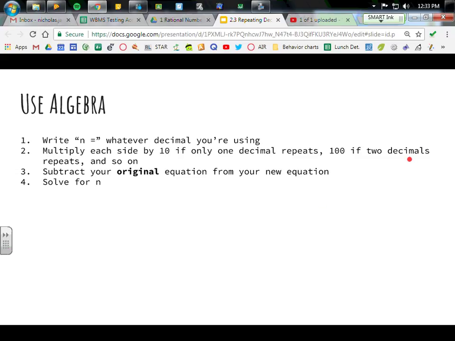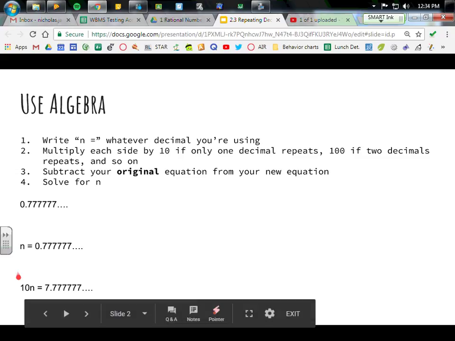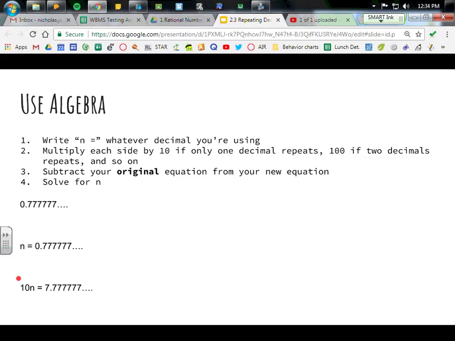So let's see what it looks like in action. Here we are solving for 0.7 repeating, 0.77777, and so on. My first step is to write n equals whatever it is, so I write n equals 0.777, 0.7 repeating. I've only got one digit repeating, so I'm going to multiply both sides of my equation by 10, and that's what this shows you. When I do that, I get 10n. Since we don't know what n is, you just write 10n equals 7.7 repeating. 0.7 repeating times 10 is 7.7 repeating.